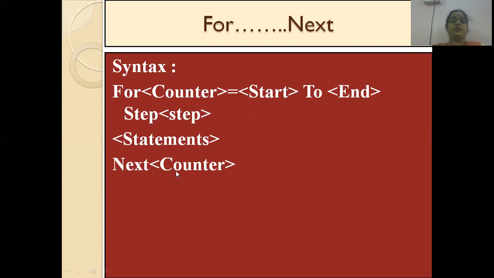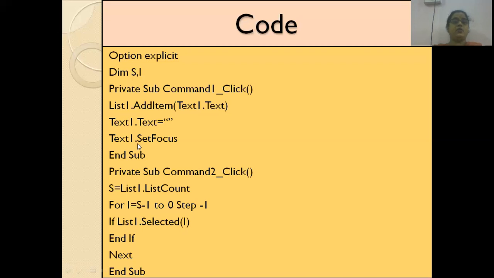So for example, just like in C++, we use the for loop as for i equal to 0, i less than or equal to 5, i plus plus. So here the counter is a variable, so i is the variable. I can write for i equal to 1 to 10, the statements, and then the counter value is incremented or decremented by 1. Okay, so this is the code.